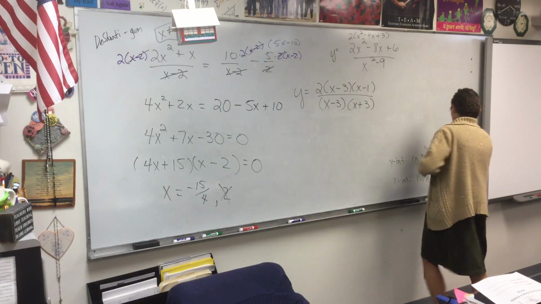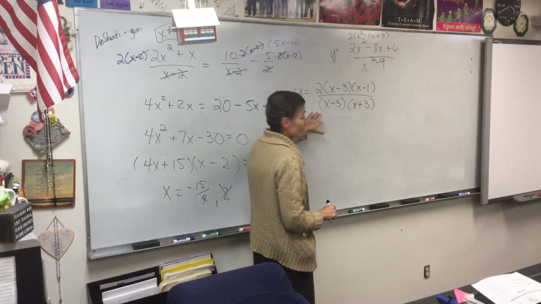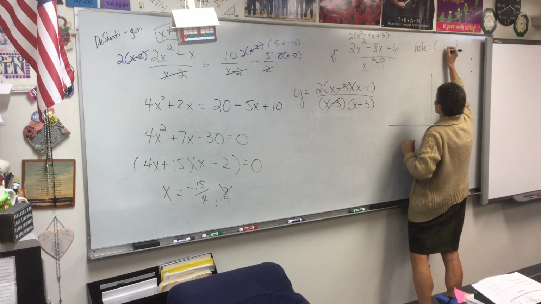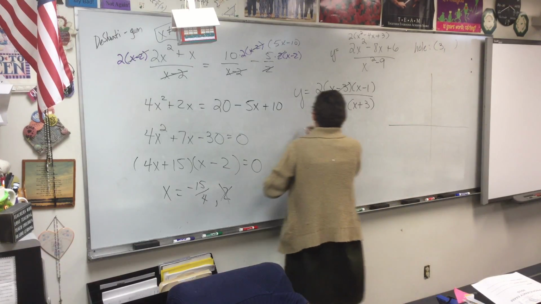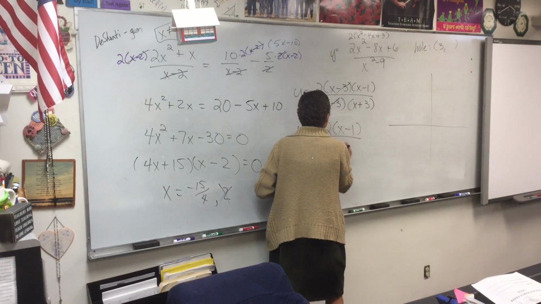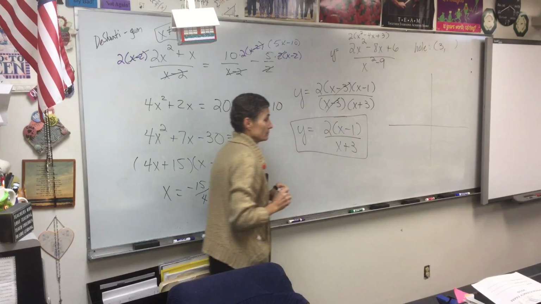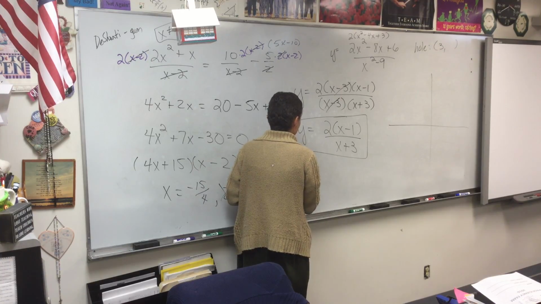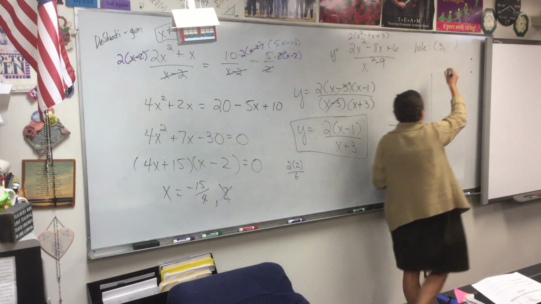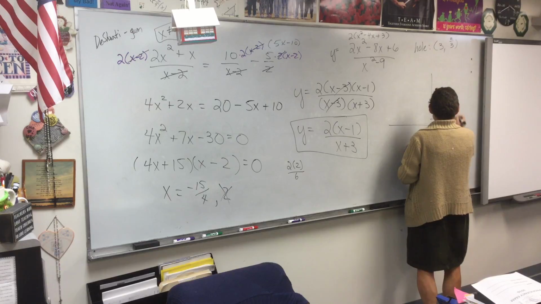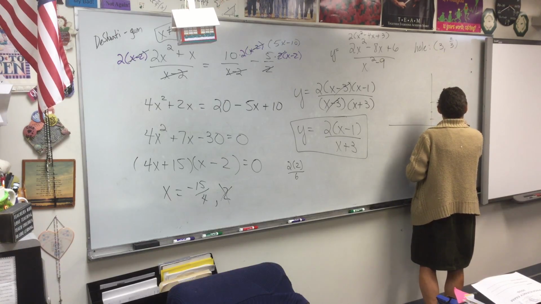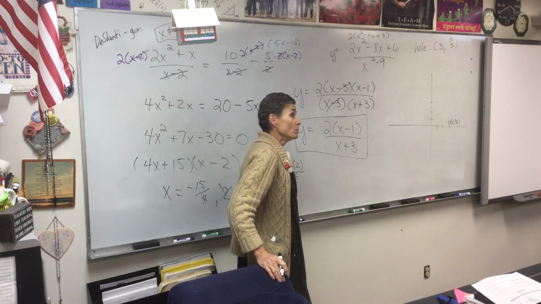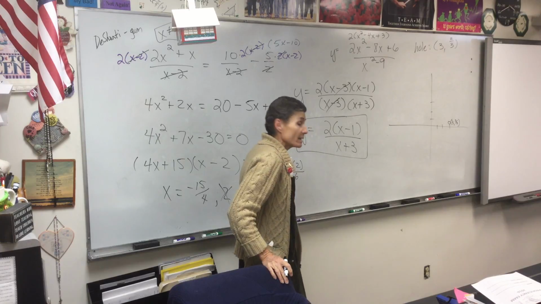Everybody with me? I'm going to have a hole. So it says list it, so my hole is going to be where X is 3. And my new problem, the one I'm going to use from here on, is right here. So I'm going to plug in 3, and I'm going to get 2 times 2 over 6. 4 over 6. 2/3? So it says list all intercepts and discontinuities. So I have a removable discontinuity, a hole, at the point 3, 2/3.